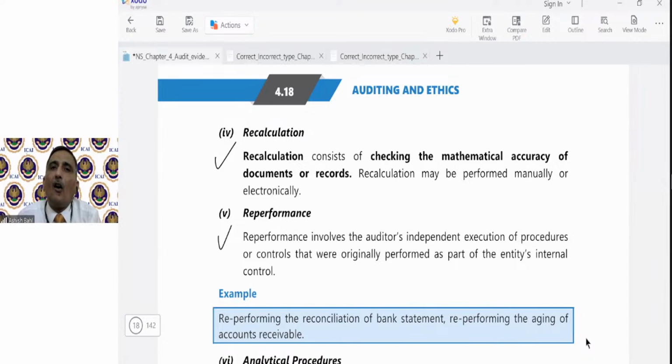Now the auditor prepares an aging schedule on his own at a particular date. Say as on 31st March, the auditor prepares an aging schedule on his own and then sees whether the aging schedule prepared by him is in agreement with the aging schedule prepared by the accountant. So what he is doing, he is reperforming. He is again performing the procedures which were intended as part of management's control system. Okay, students.